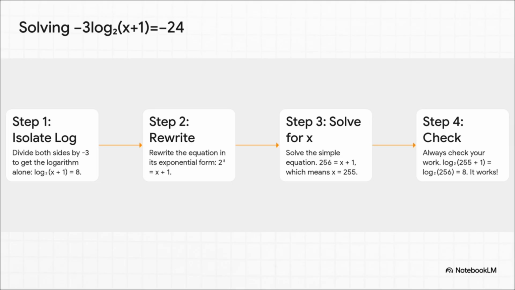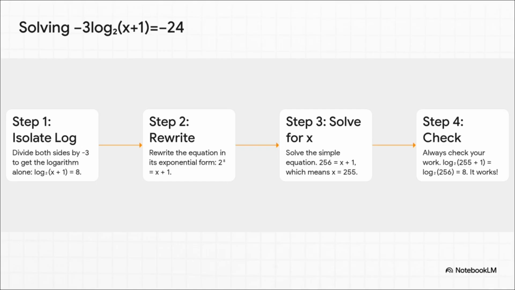The first thing you've got to do every single time is get that log part all by itself. So we'll just divide both sides by -3. That leaves us with log base 2 of x plus 1 equals 8. Now we're kind of stuck, right? This is where we pull out that decoder ring and flip it into exponential form.